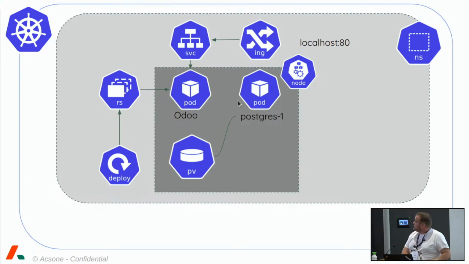What else? We need PostgreSQL, which will run in a pod as well. And we need a persistent volume somewhere to store the data, basically on the disk of the node in this example.